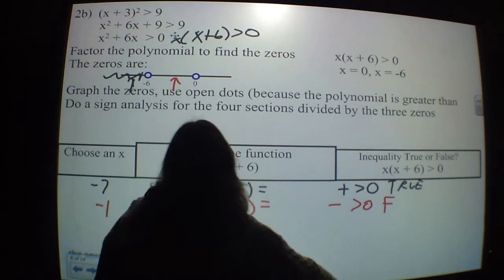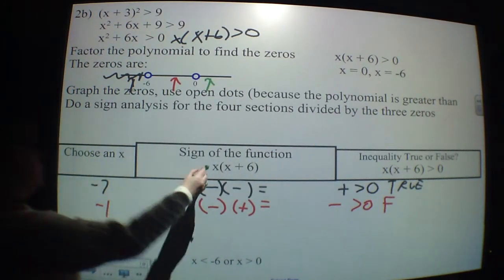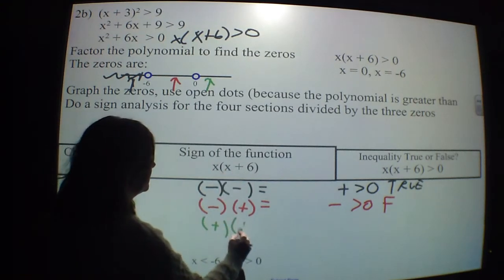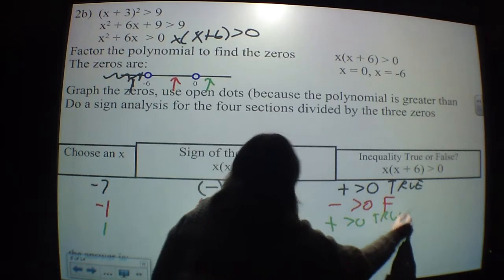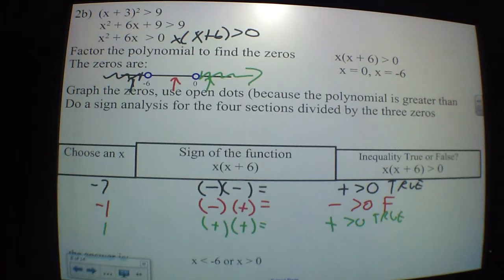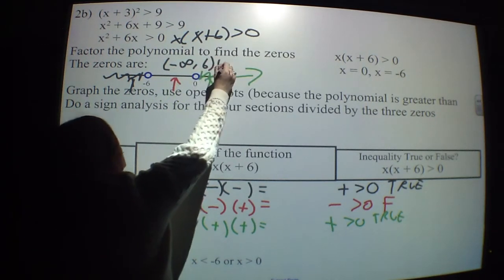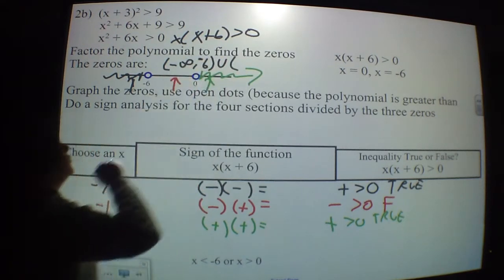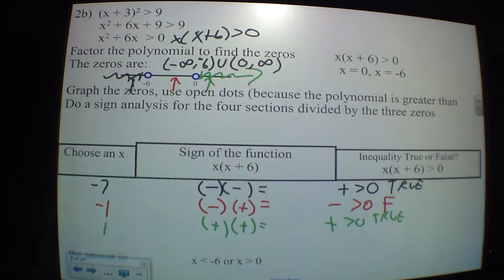And let's pick something greater than 0. Let's say 1. Plug in 1, you have a positive times a positive, which is equal to a positive. And that's true. So there's a graph of your solution. In interval notation, you would write it as negative infinity to negative 6, union, 0 to positive infinity. And there's your solution.